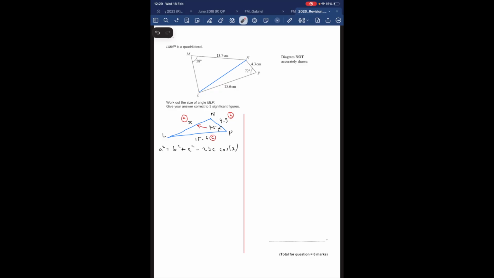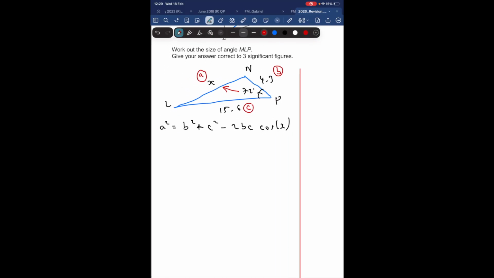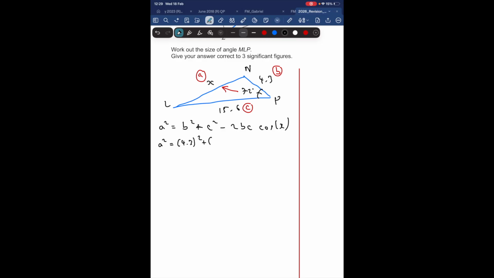Now, if I put those values into that formula, I'm going to be working out A. So A squared will equal 4.3 squared plus 15.6 squared minus 2 times 4.3 times 15.6 times the cos of the angle. Well, the angle is 72 degrees.